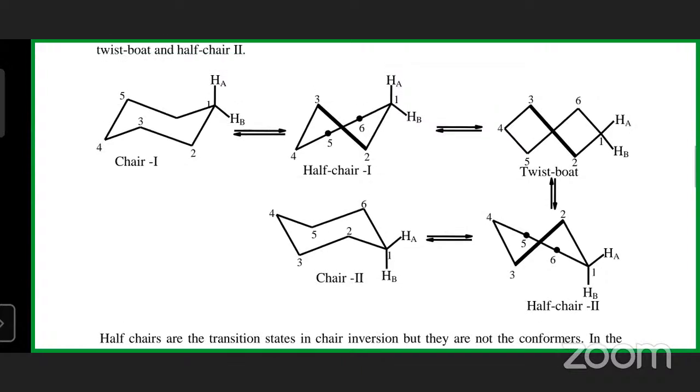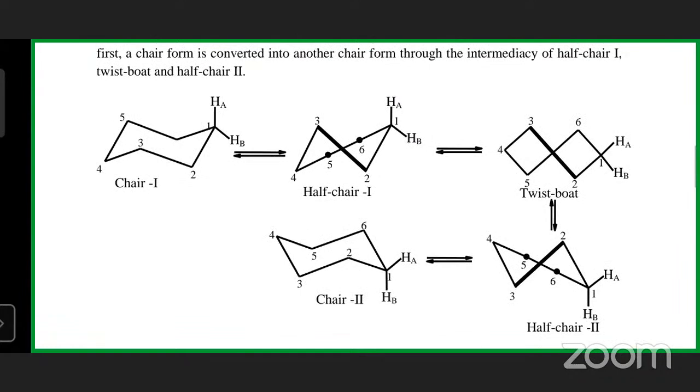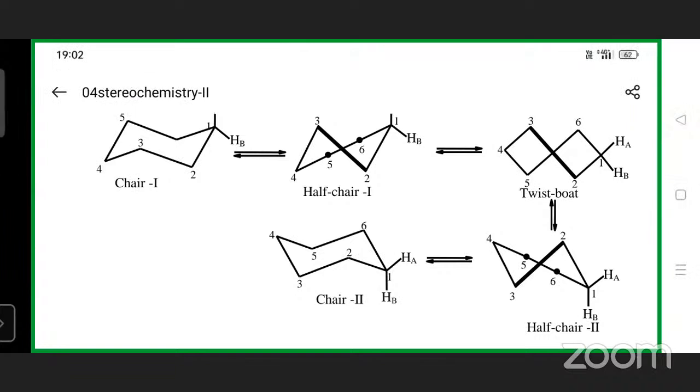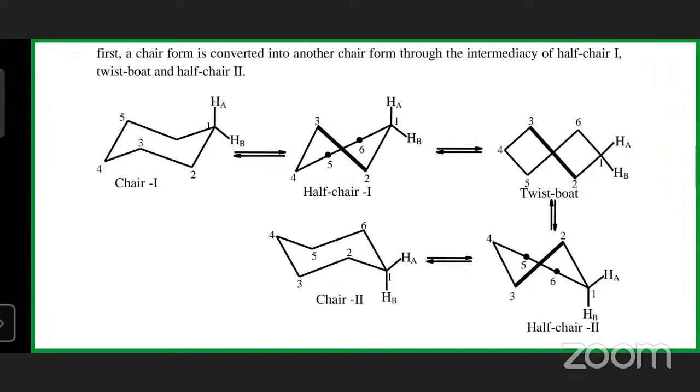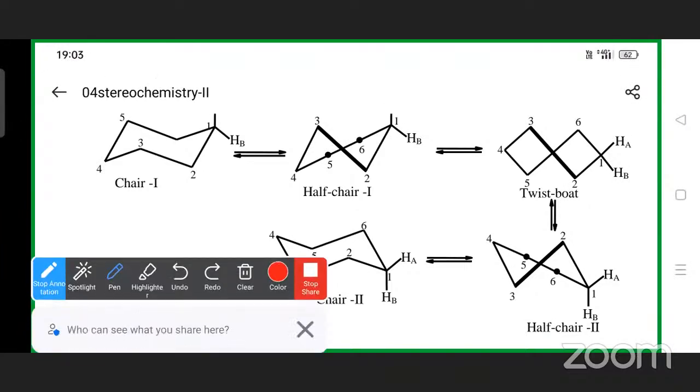In the chair conformation, it can also be converted into a variety of further conformations. Here is the chair conformation, and by twisting of these bonds you can convert it into the half chair conformation. In the half chair conformation, you can see here 1, 2, 3, 4, 5, and this is the 6.